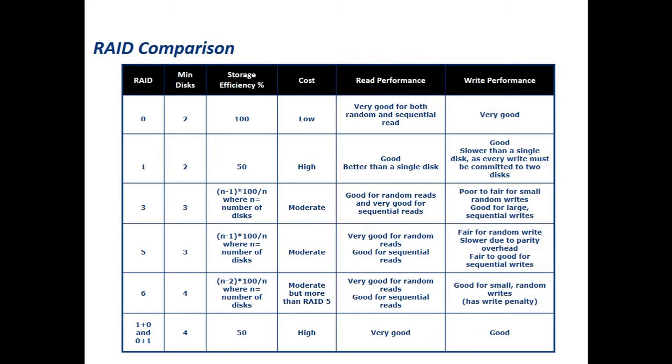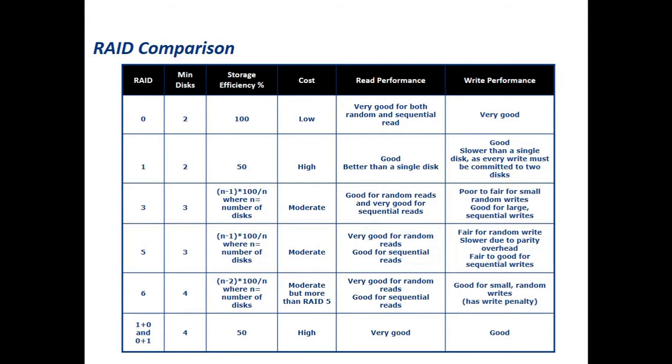RAID 6 requires a minimum of 4 disks to implement. As we had discussed earlier, RAID 6 stores 2 parity values. It computes dual distributed parity. Hence the minimum number of disks required is 4. Storage efficiency is computed using the formula (n minus 2) into 100 divided by n, where n is the number of disks. In the earlier examples, RAID 5 and RAID 3, the formula was n minus 1. Here it is n minus 2, because we are storing 2 different parity values. (n minus 2) into 100 divided by n gives us the storage efficiency.